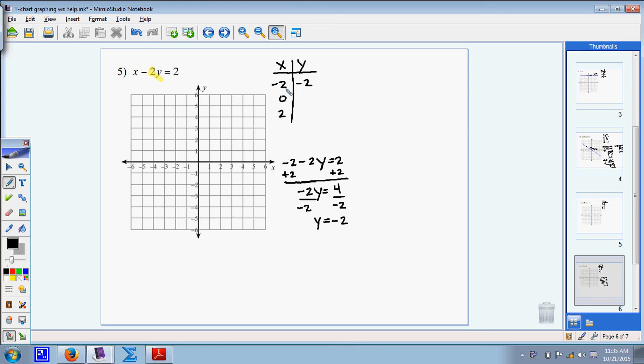Then I do the exact same type of work with 0. So x is 0. So I now have a 0. Subtract 2y is equal to 2. So it means I don't even have to worry about that. So you can technically cover that up if you'd like to. Or you can just write it new as -2y equals 2. Divide by -2. So y is equal to -1.